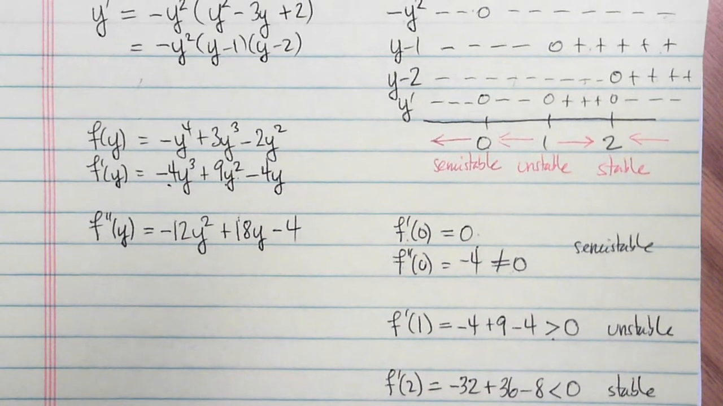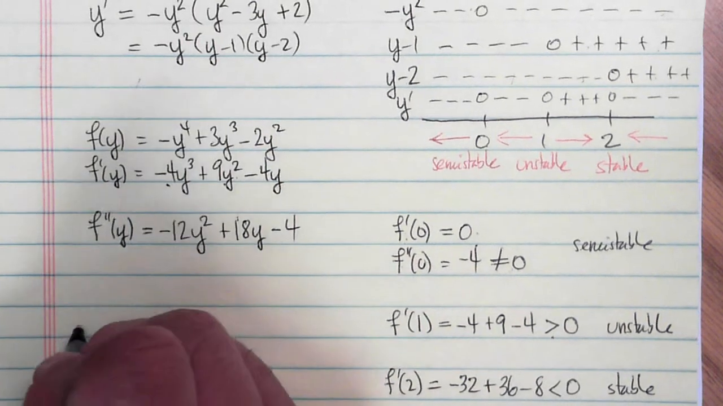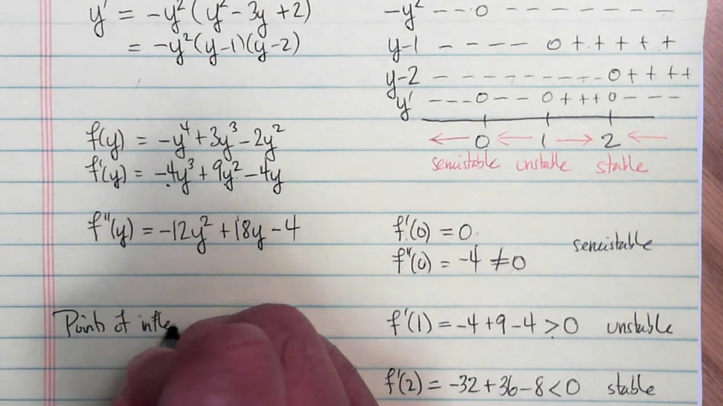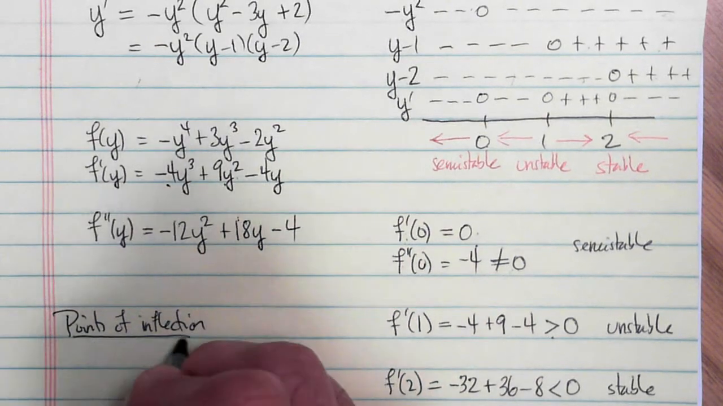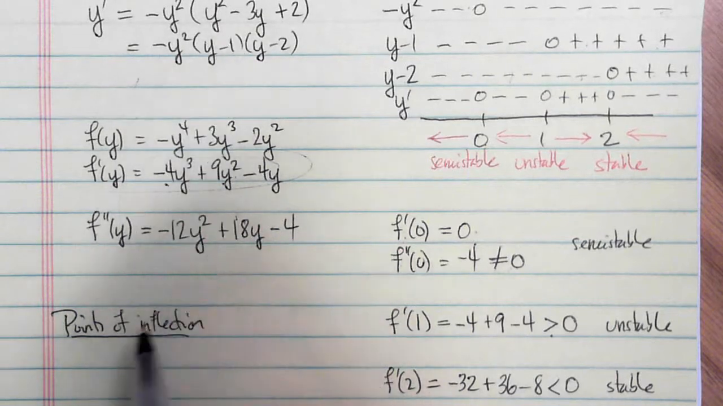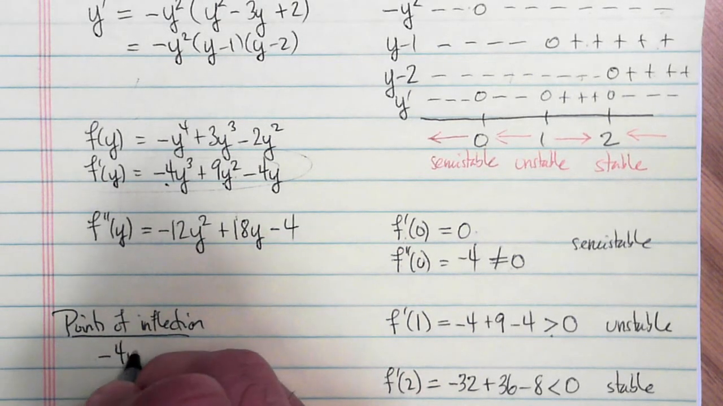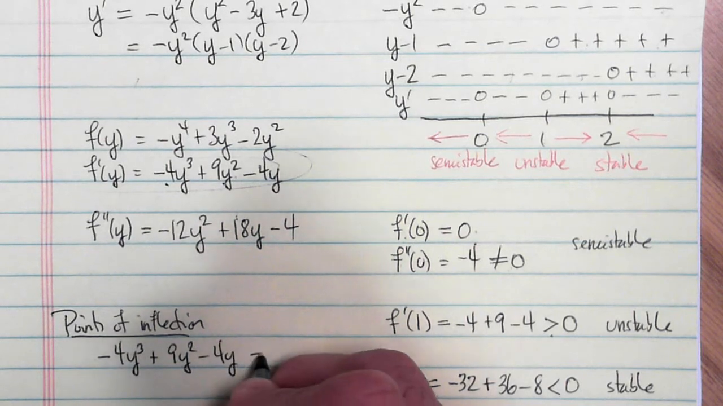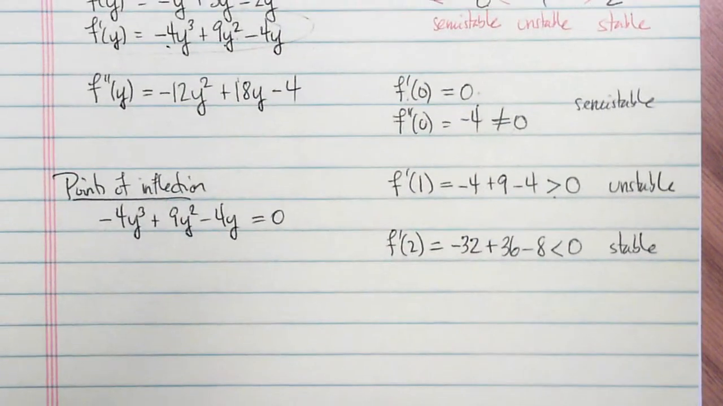Okay, so we're almost ready to start sketching solutions. We have one thing left to do to help give us a good picture, and that is to look at the points of inflection. To find the points of inflection for the solutions, we're actually going to take a look at the first derivative of the right-hand side, and set that equal to 0.